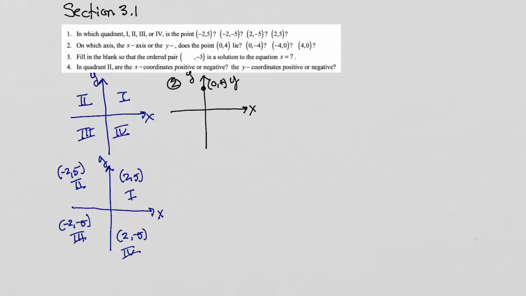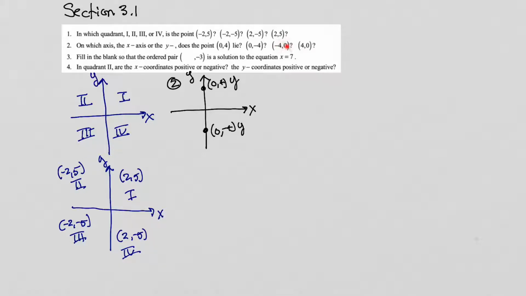So this point here, that might be our point 0, 4, and that's going to lie on the y-axis. This point here, 0, -4, right? So no horizontal movement, 0 movement on horizontal, but down 4, right? Down because of the negative. So that might be here. So that would be 0, -4. That's also on the y-axis.